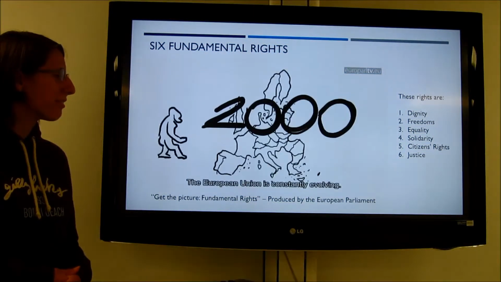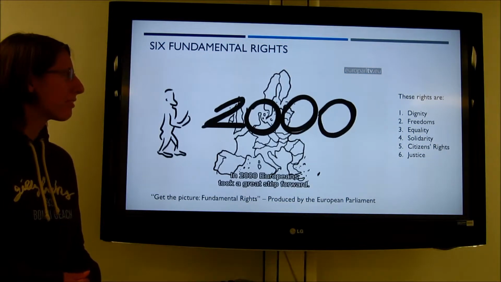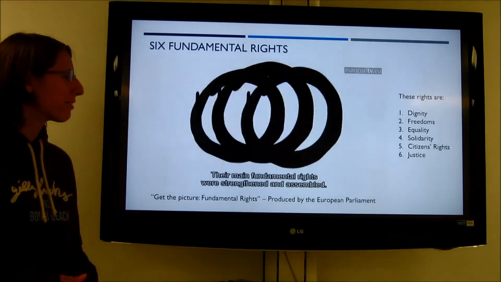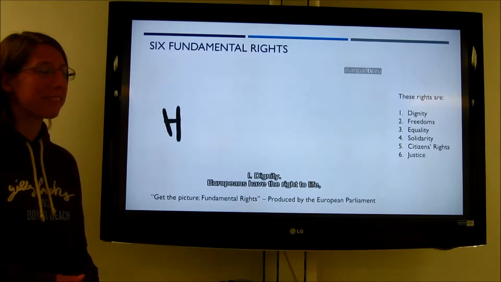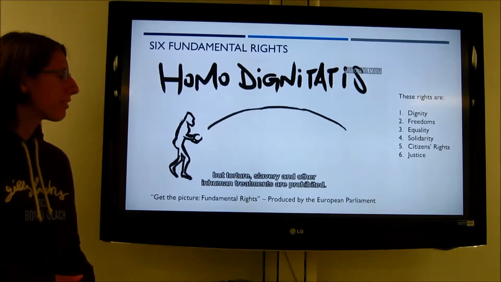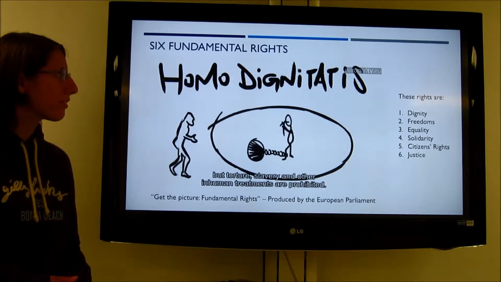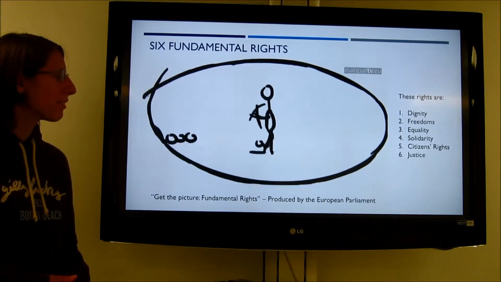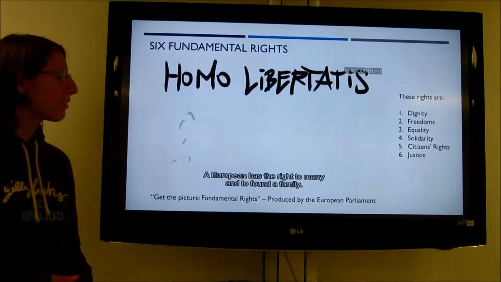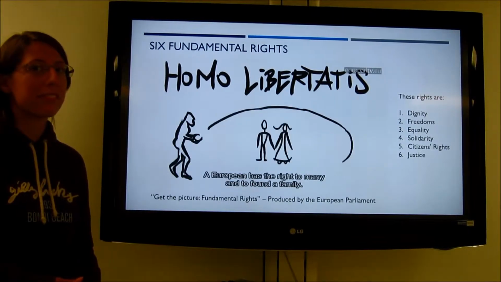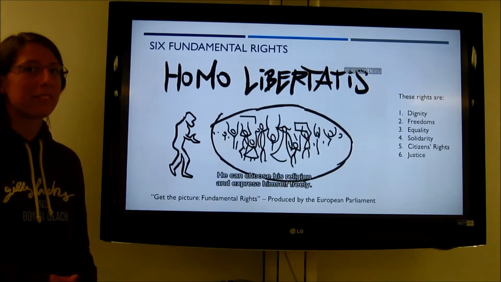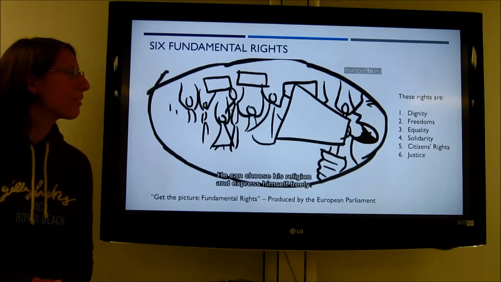The European Union is constantly evolving. In 2000, Europeans took a great step forward. Their main fundamental rights were strengthened and brought together. 1. Dignity. Europeans have the right to life, but torture, slavery, and other inhuman treatments are prohibited. 2. Freedom. A European has the right to marry and to found a family. He also has the right to education and to work. He can also choose his religion and express himself freely.